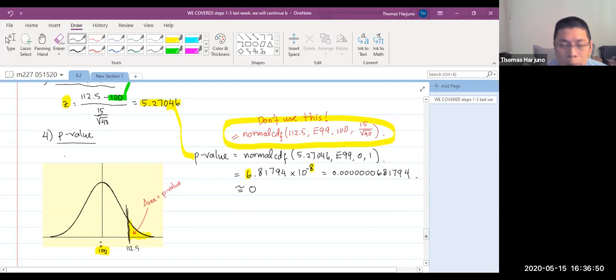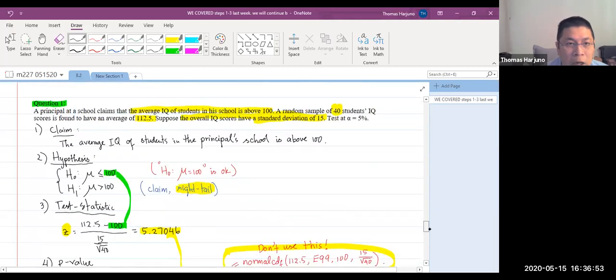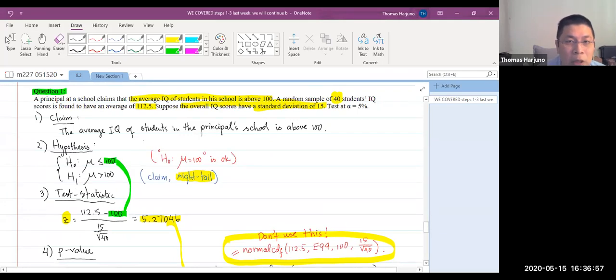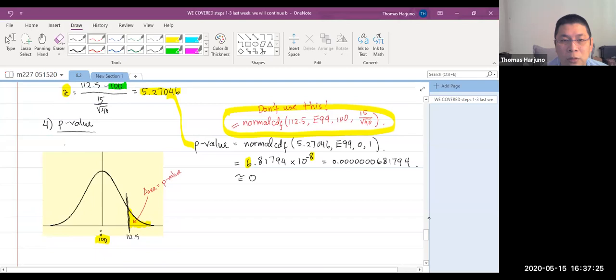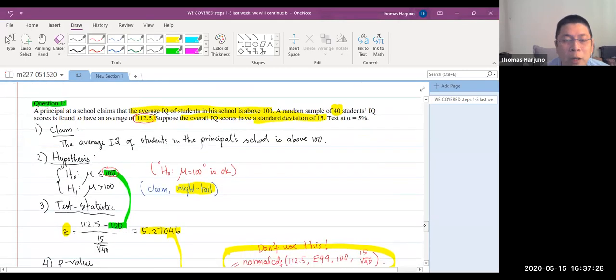Now, if we play the story back, assuming that the claim of the principal is not true, he said that it is above 100 while it's actually just 100, the probability that we come up with the sample mean of 112.5, assuming the average is supposed to be 100, is near 0. But you cannot really say that there's something wrong with the sample, right? It could be wrong.